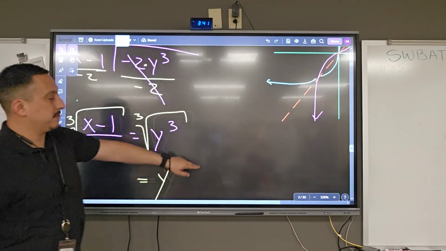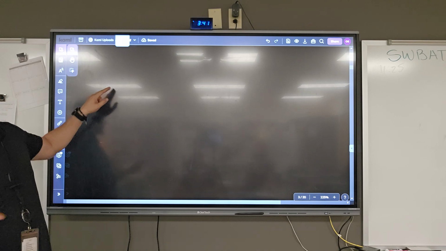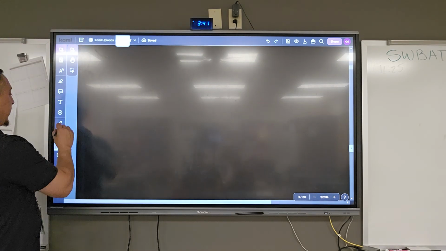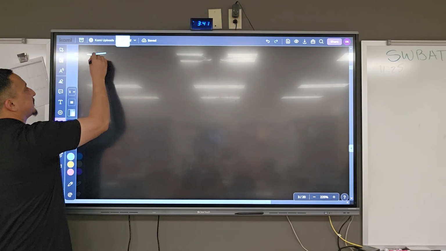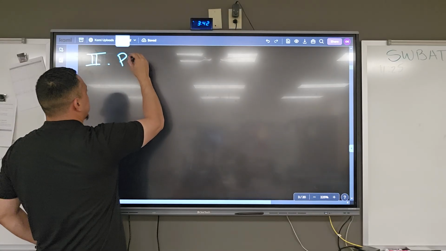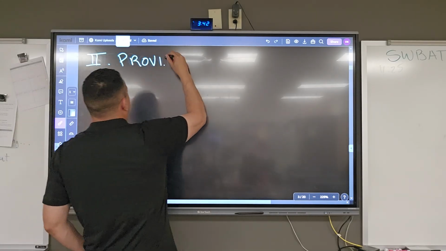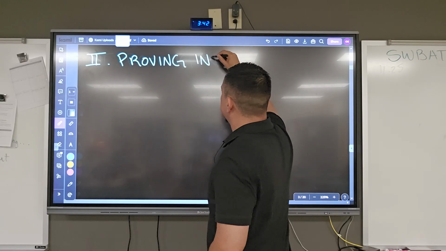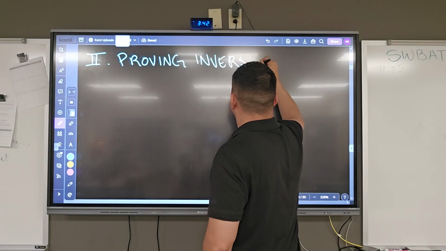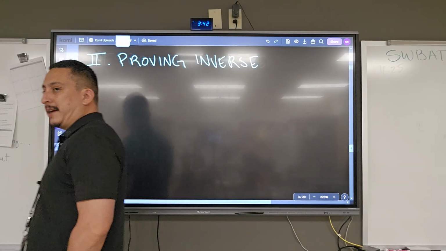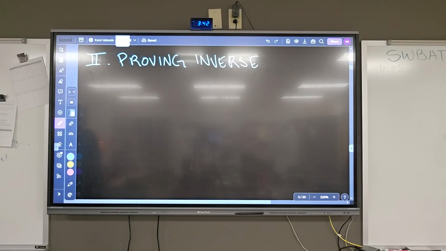So these were your notes. This would be the back page. But if you still have space on your front page, that's fine. Call this part 2. And we call this proving inverse. Okay. What we mean by that is just proving, like, they ask you, is this function the inverse of this one? And it's not a graph, how can we tell? Okay, let's go with it.